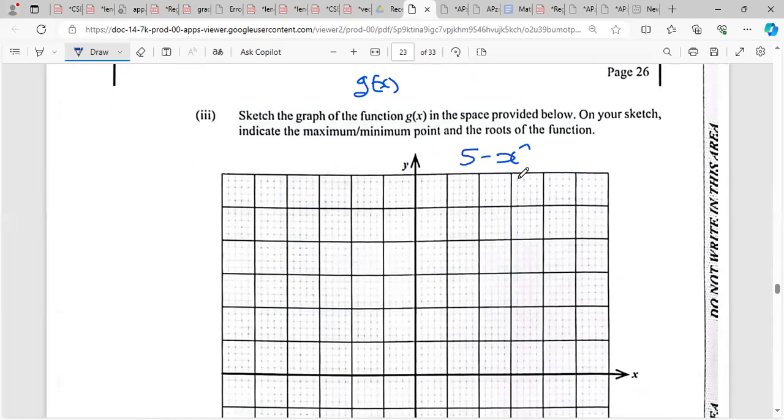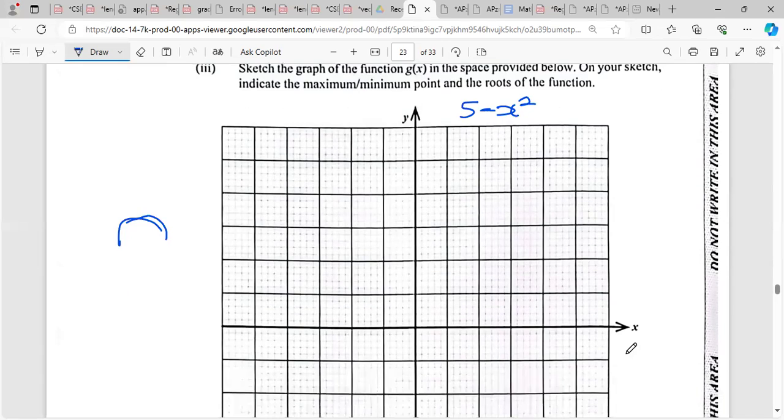So we're supposed to sketch this. One thing that stands out, we know it's a quadratic. This is negative, so we know it's a curve like this, with a maximum turning point, right? Because this is a negative x squared. And then the y-intercept should be 5. So now we use 1 unit to represent 1: 1, 2, 3, 4, 5. So it's supposed to cut the y-axis at 5, right?